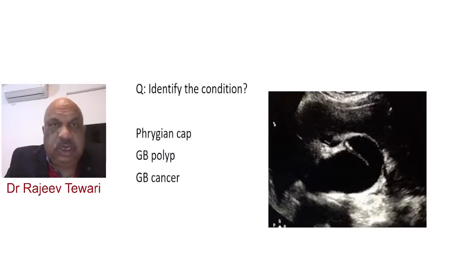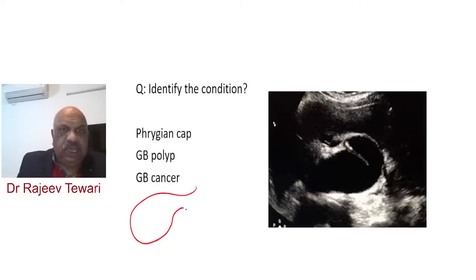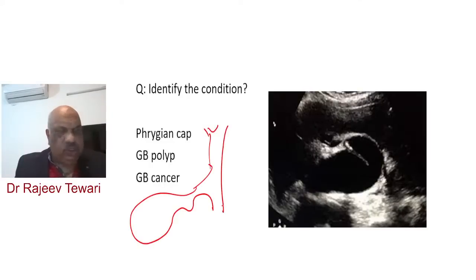Now this is the third question. Identify the condition. The normal gallbladder shape is like this. Again, I cannot see the chart, so I think I'll wait for some time. There may be some glitch or something, but I'll connect it again.